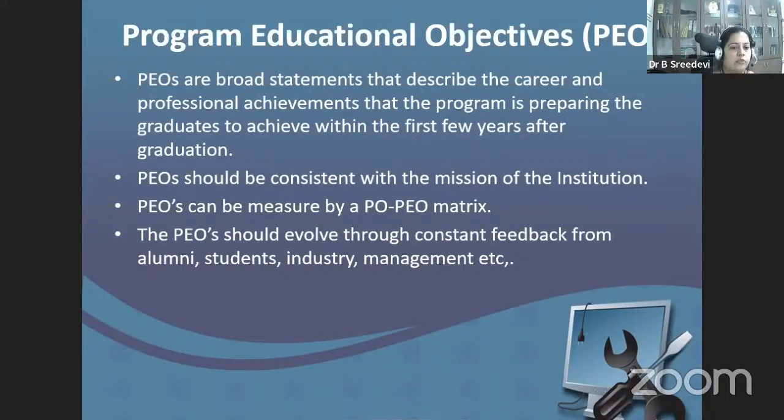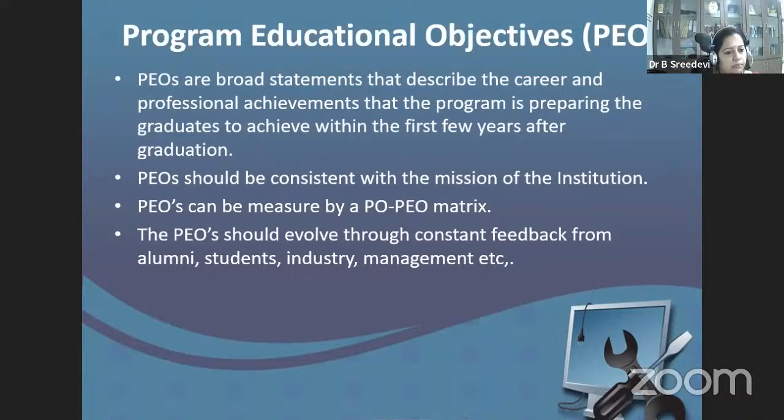In addition to that, you can have your own department keywords also, but those keywords are mandatory. Then PEOs can be measured by a PEO matrix, so we have this thing separately. Then PEOs should evolve through constant feedback.